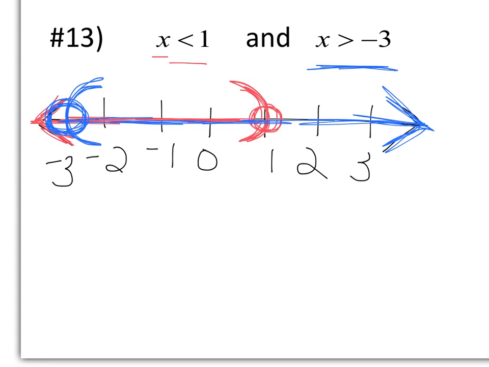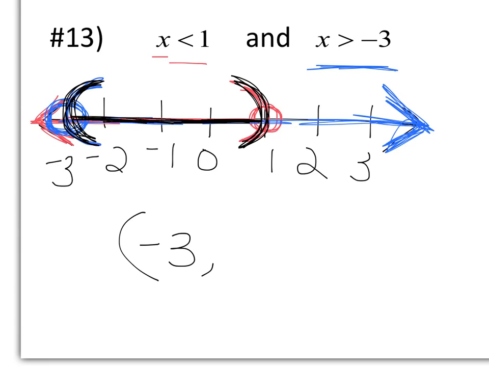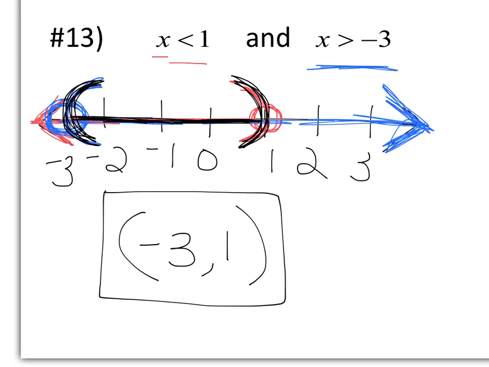But because we're talking about and, it needs to be both. The only place that both is covered is in between these two. So when I write my interval notation, it's a parenthesis, because that's what the graph is, from negative 3 to 1 parenthesis. So the interval notation is negative 3 to 1.